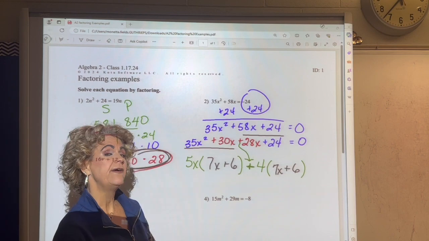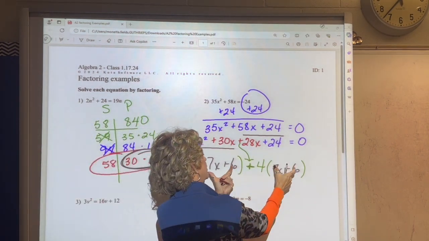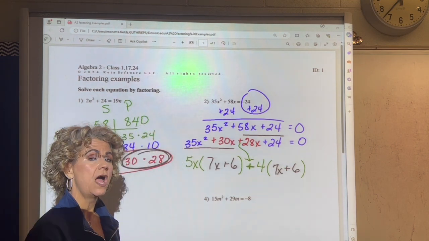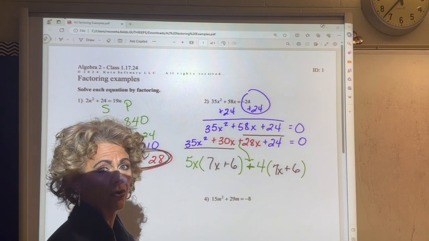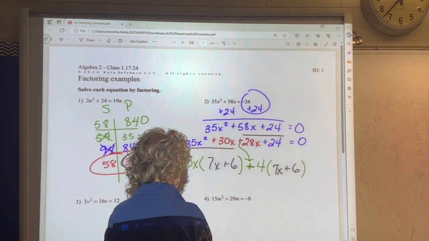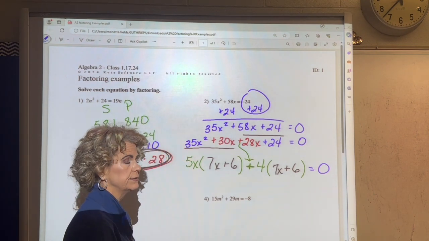I have grouped and I factored. Okay, from my factoring, I step back and I color-coded mine. I need those to look alike. If they're not alike, I either can't factor by grouping or I've done something incorrectly. So one thing I did forget to write down is I've got equal 0. Don't forget your equal 0, I did, okay?